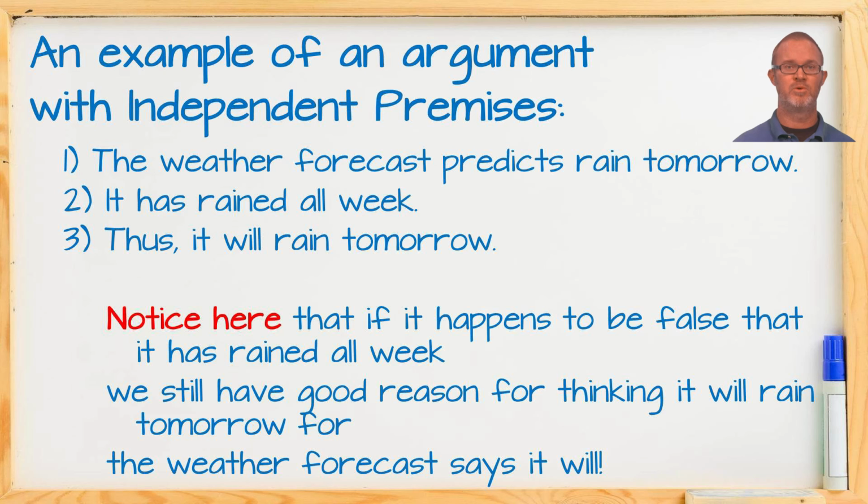So say, for example, it's false that it's been raining all week, but nevertheless, the weather forecast says it's going to rain tomorrow. Well, in this case, we still have actually a good argument for the conclusion that it's going to rain tomorrow because the weather forecast has predicted it. Okay, so we still are left with an argument even though one of our independent premises is false.